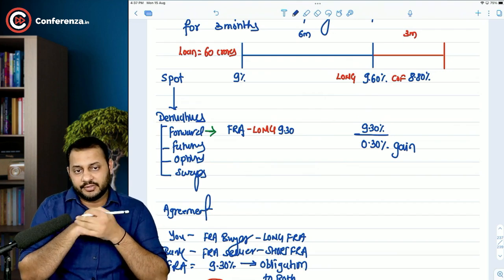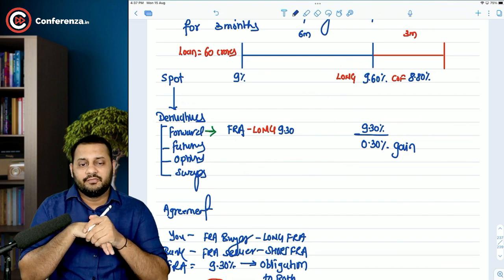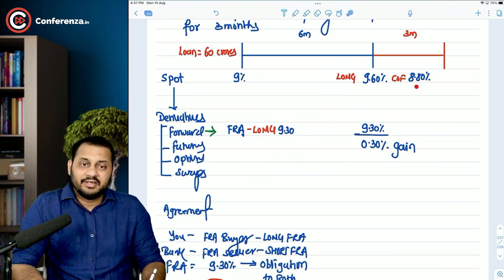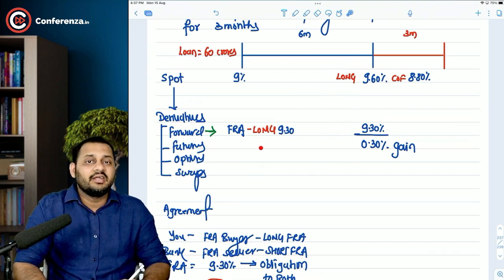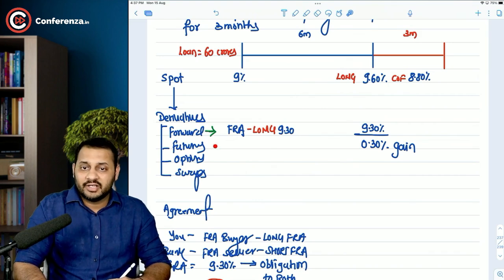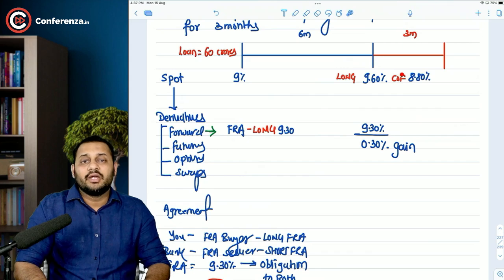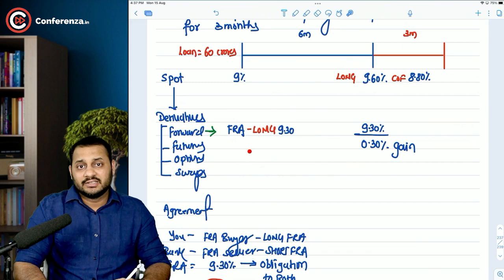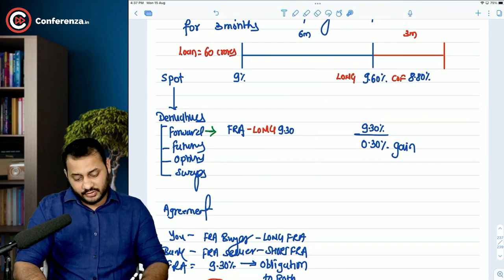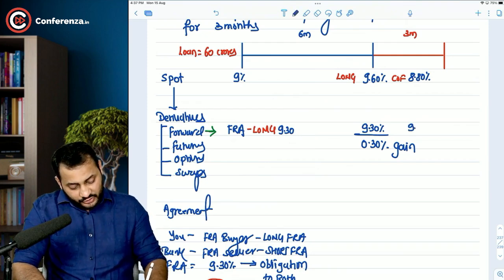Now, the next point. If in case the market rate goes to 8.80%, you will regret taking this decision 6 months back, because if you wouldn't have taken the FRA at that date, you would have taken a loan at 8.80%. Now the bank will say that we had agreed at 9.30% and you will have to give us the difference amount. So in this case, this is a loss to you.